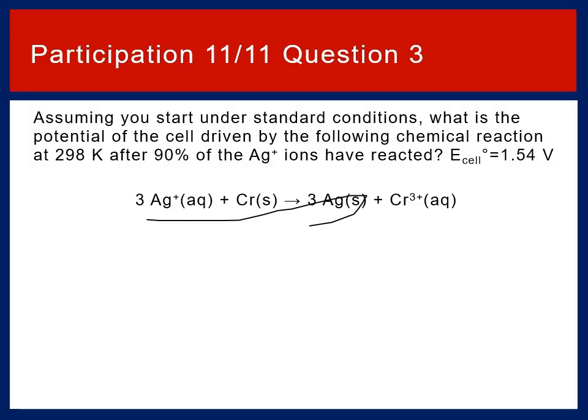Again, assuming you start under standard conditions, what is the potential of the cell driven by the following chemical reaction at 298 K after 90% of the Ag+ ions have reacted? So we are looking for describing this reaction, the cell after 90% of the silver ions have reacted. And E cell naught is 1.54 volts.